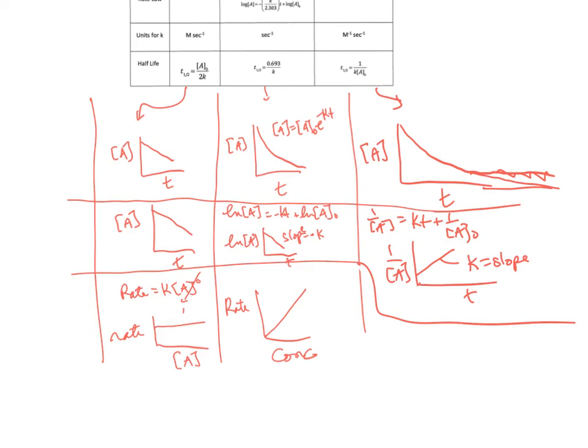And vice versa. And then one more thing here, rate versus concentration. And that one, because it's squared, right? So you got rate is equal to k times A squared. You're going to get a parabola. This one here is rate is equal to k times A to the first power. So that's linear. But this last one, you got a parabola.